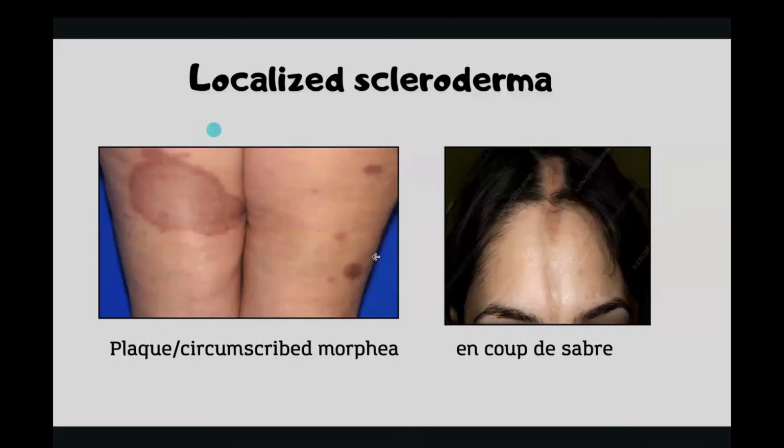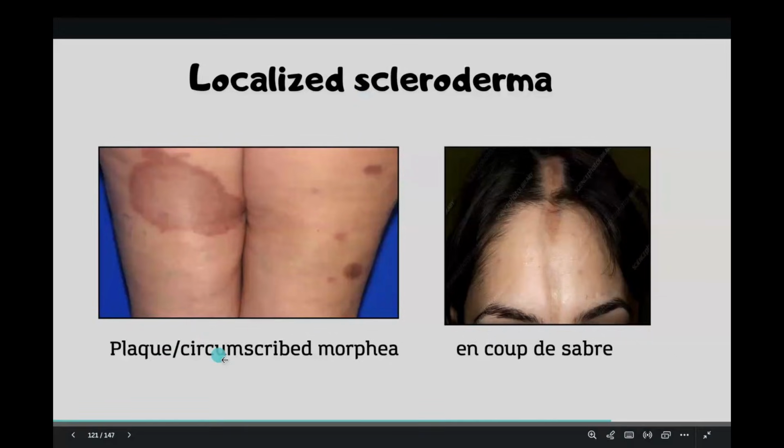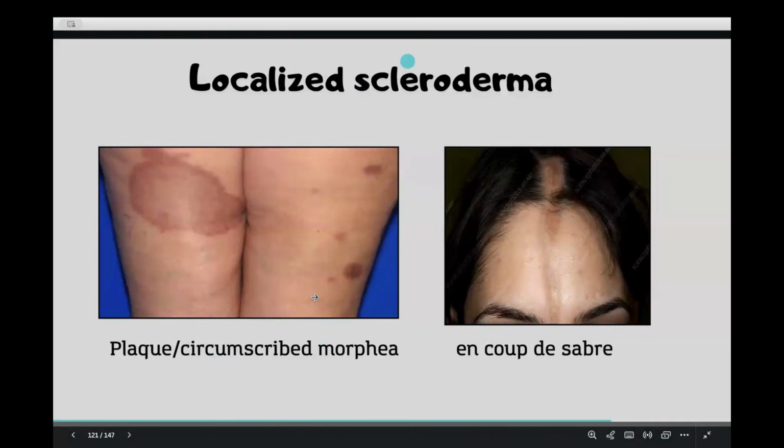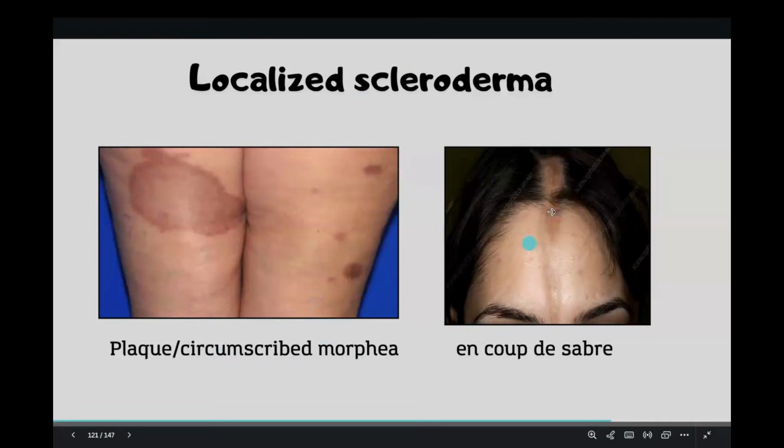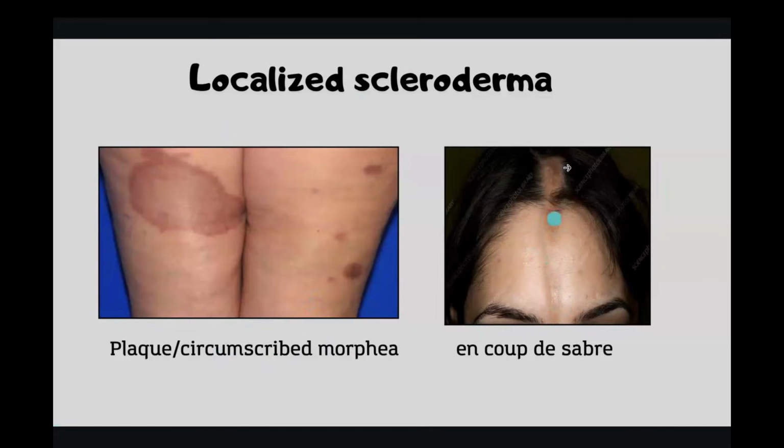So localized scleroderma, as you can see, these are signs of localized scleroderma. We have the plaque or the circumscribed morphea. Plaque or circumscribed morphea. And here we have the en coup de sabre or the sword sign.